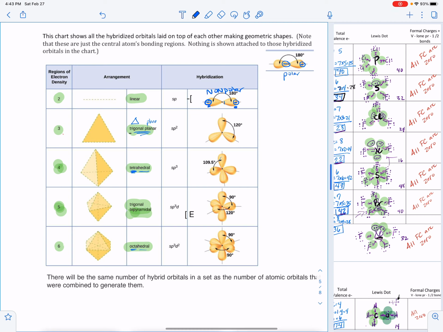So if we have an equal arrow going this way and it's equal going this way, those are the same elements on the outside and the middle's beryllium, if they're equal, then it's fine and they don't cause polarity.